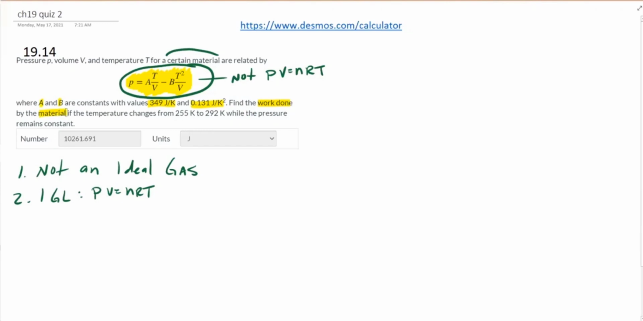They use the word material. It's referring to working substance. If we have a delta T, if we go from a low temperature to a high temperature, this is another keyword. It's an isobaric process. While the pressure remains constant. Pressure remains constant means this is an isobaric process. I don't know if I need that, but it's good to shout it out. This is an isobaric process because the pressure is remaining constant.